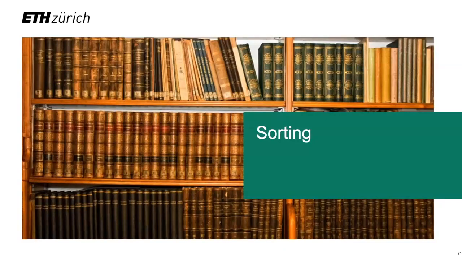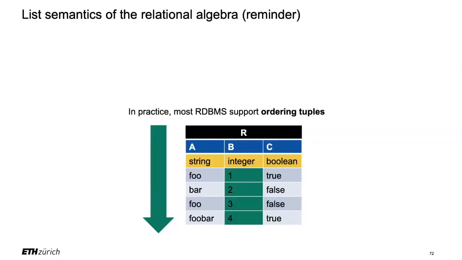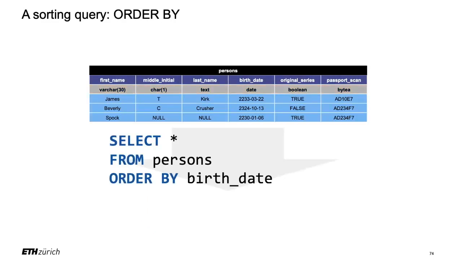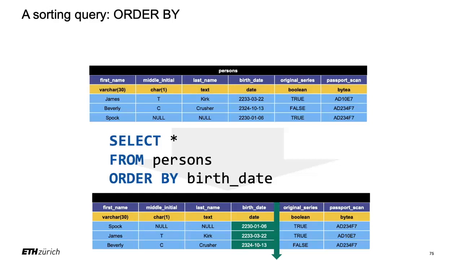Okay. What time do we have? We still have a few minutes. Let me show you that, extend a little bit. I told you that you have the possibility to sort things, and that brings you into the list semantics. The way you do that is quite simple. It's an order by statement. Select star from persons, order by birth date. It's going to nicely put the records in the order that you want, right?